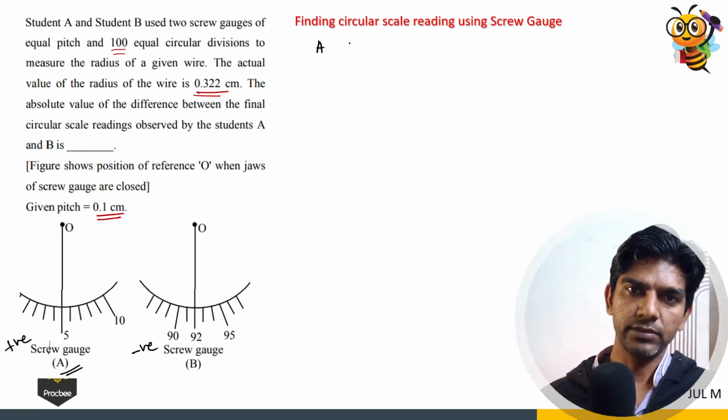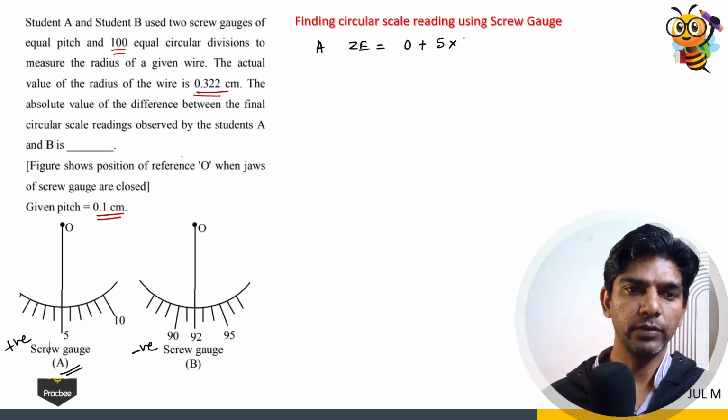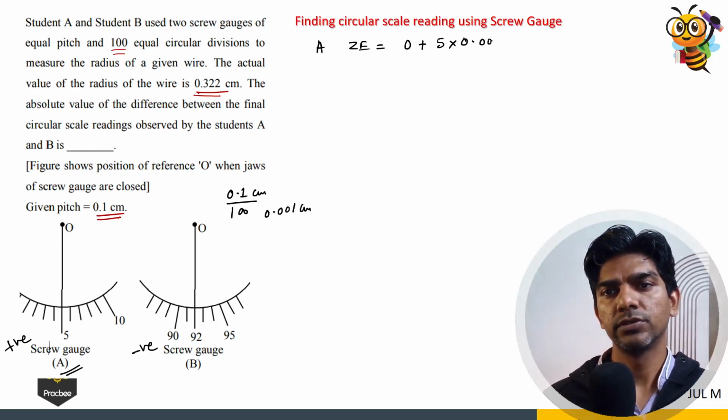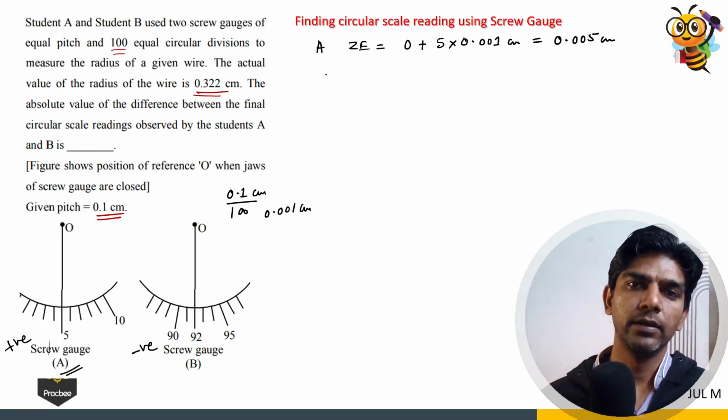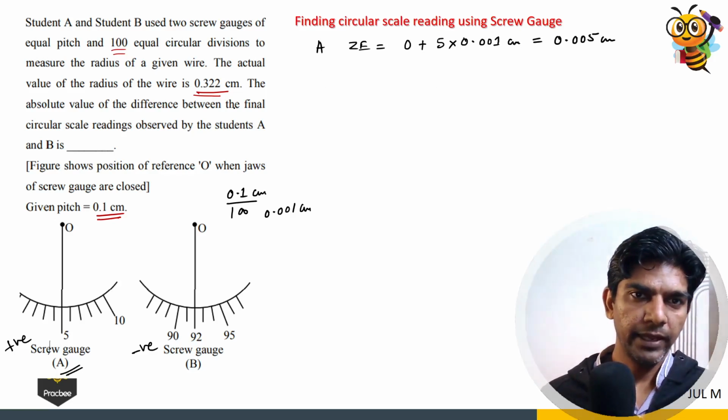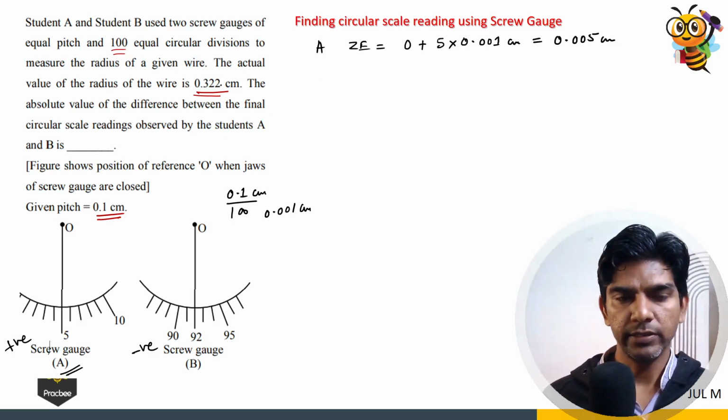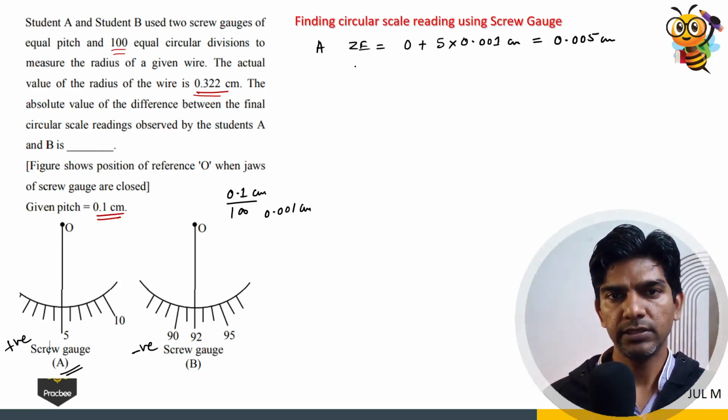So for the first case, zero error will be 0 plus 5 times the least count, and least count in both the cases will be 0.1 centimeter divided by 100, that will be 0.001 centimeter, so that will be 0.005 centimeter, right? And the actual value of the radius is 0.322, or we can say the actual value of the diameter will be 0.644.